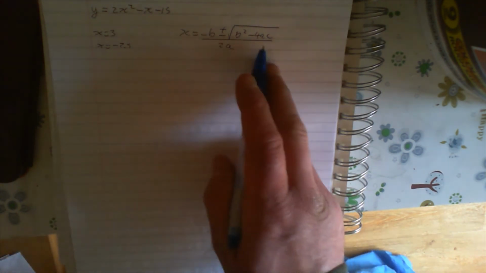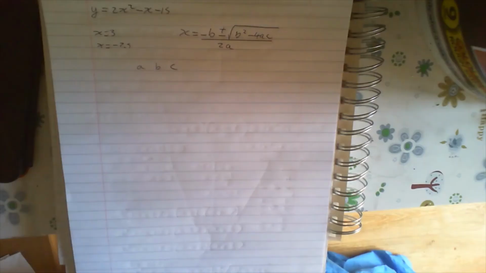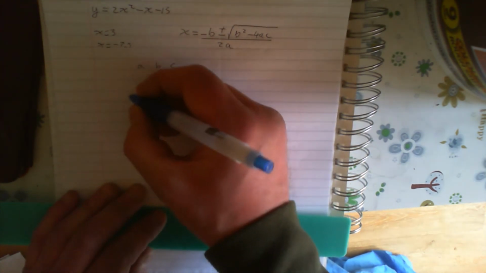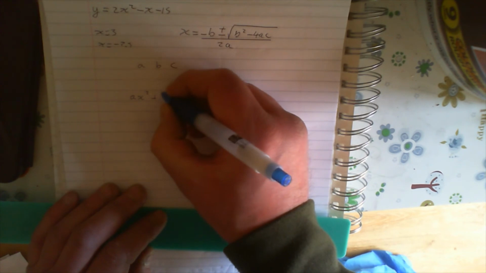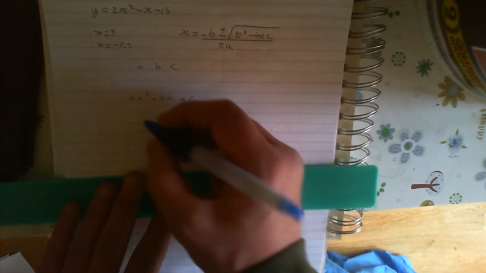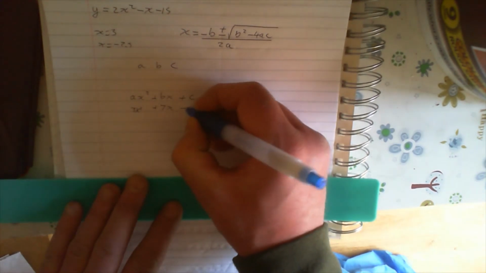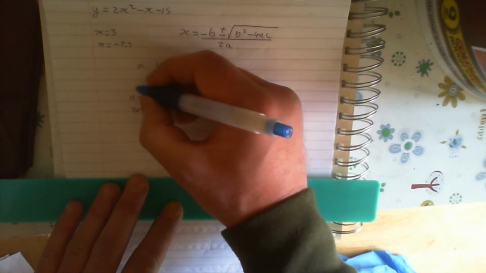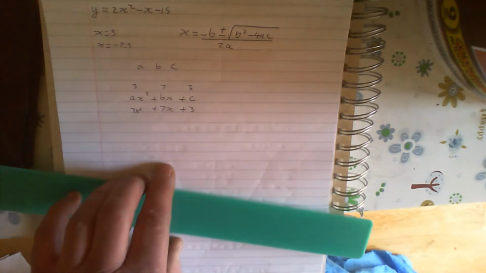I'll just check that. So what you've got there is a variable a, b and c. Yeah, okay, what are they? Right, when you have an equation, it's kind of like ax squared plus bx plus c, where if this was 3x squared plus 7x plus 3, a, b, c would be 3, 7 and 3.